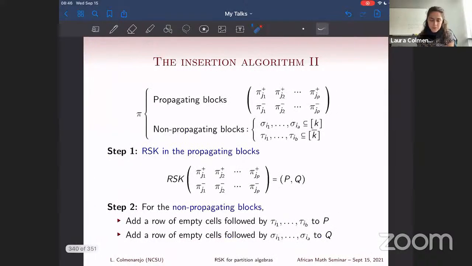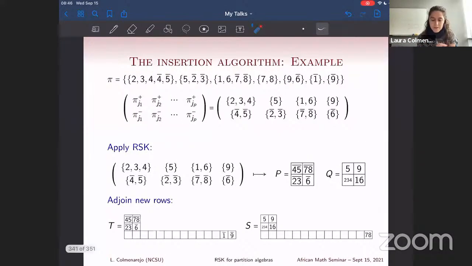So I have my set partition, with propagating blocks and non-propagating blocks. The propagating blocks I put as a two-line array. I'm going to apply the regular RSK algorithm to that, and I'm going to get two tableaux, P and Q. And now I'm going to add a row of empty cells followed by the non-propagating blocks. Let me give you an example, because it's more visual than using the slides description.